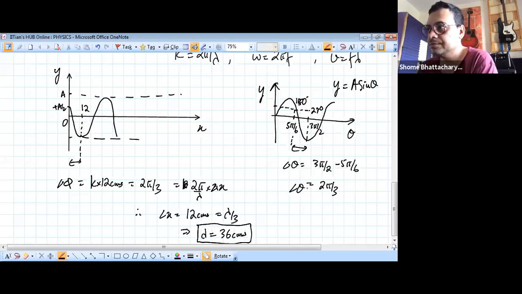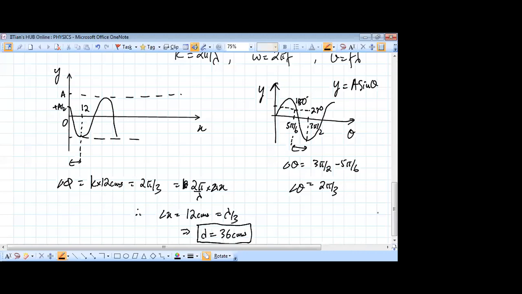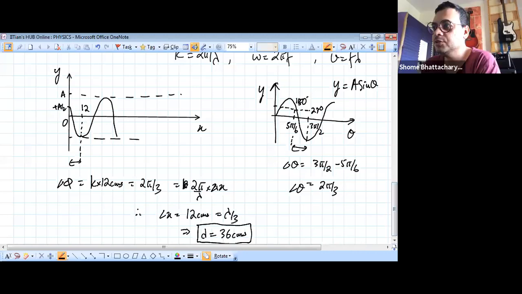Understood, Master? Yes, sir. So, matlab koi bhi do points mujhe pata hain graph mein. Suppose I know one point x1 and the other point x2. You just draw standard y equal to sine theta graph and see the phase difference between those two corresponding points. So, if the phase difference is delta phi, in terms of x, it becomes 2 pi by lambda into x2 minus x1. So, from that you can estimate how much this is.